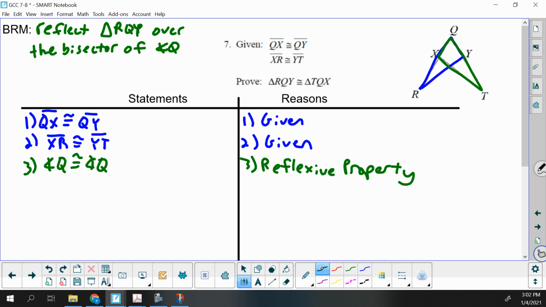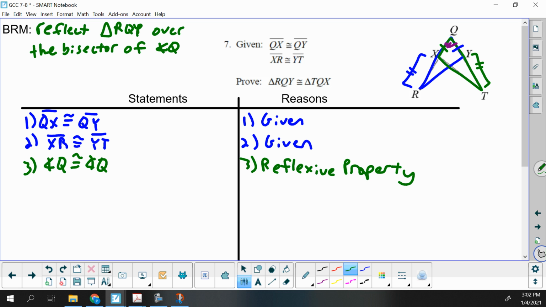Now, before we get too far, we should mark up our givens. We have QX, so that one is congruent to QY in the blue one. We just did our reflexive property, so we have a side and an angle from those. And then we had XR and YT. So XR was saying this one here, and YT is saying that one there.